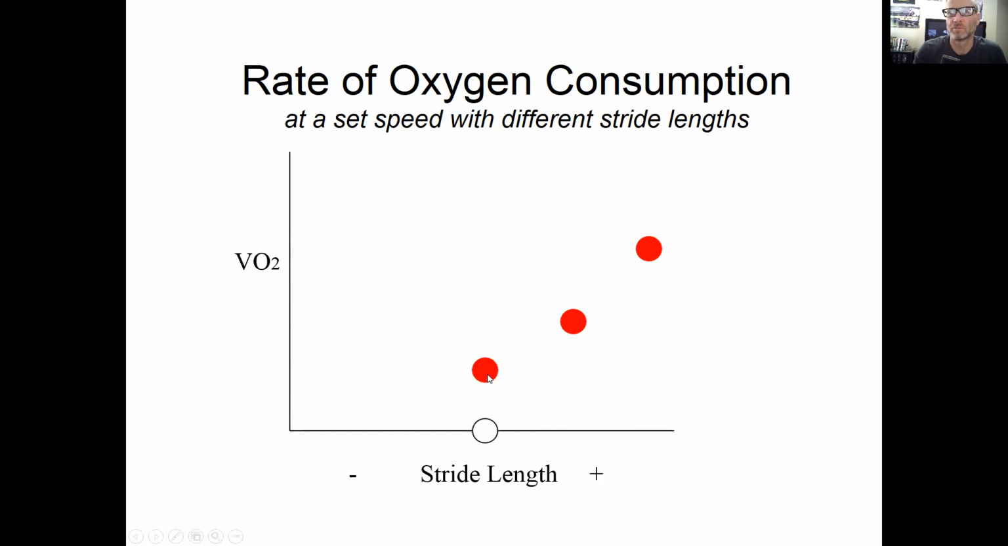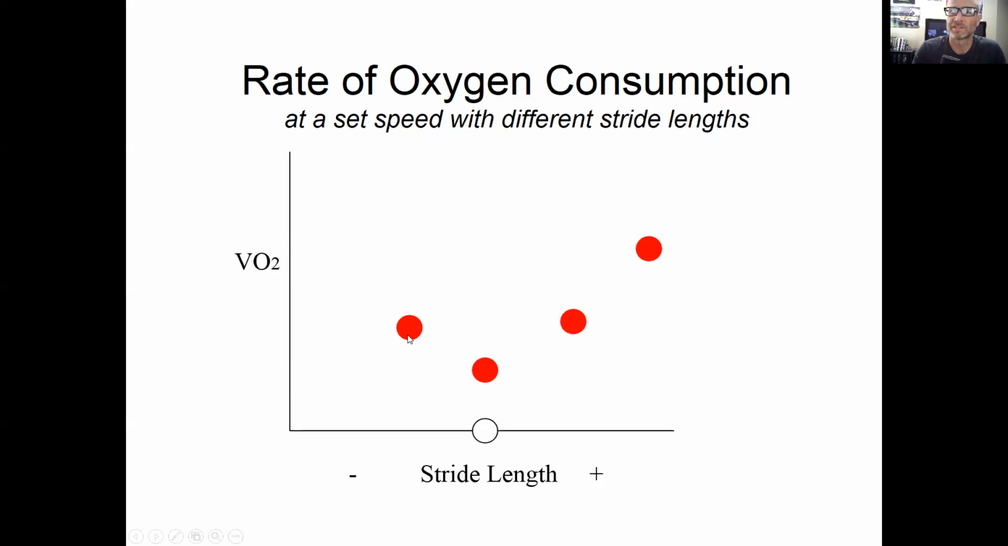All right, now let's go back to your preferred stride length. Let's go back to just letting you run however you want to run, but now the same speed, 5 miles per hour. But now I'm going to say take a shorter stride length and therefore a faster stride rate. What happens to VO2, rate of oxygen consumption? It goes up.